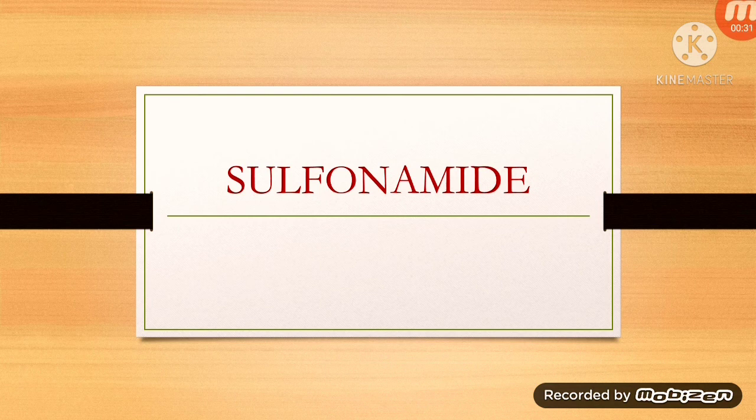Sulfonamides were the first antimicrobial agents effective against pyogenic bacterial infections. It became clear that prontosil was broken down. Prontosil is a dye, and when it was broken down in the body it released the sulfonamide, which was the active antibacterial agent. So this is about the sulfonamides.